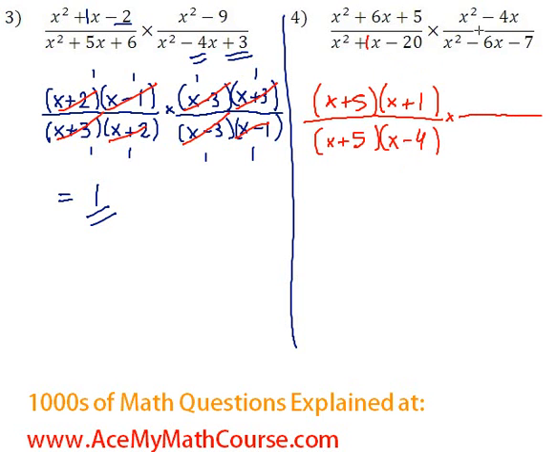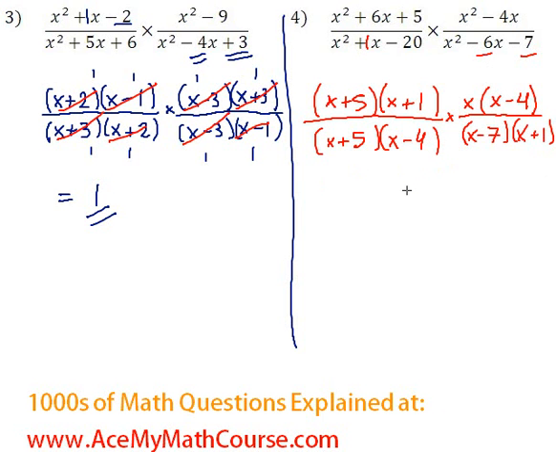times. Now the numerator here, x squared minus 4x, I can factor out an x. x squared divided by x is just x. Negative 4x divided by x, negative 4. Down at the bottom here, we have x squared minus 6x minus 7. We're looking for two numbers that multiply to negative 7, add up to negative 6: negative 7 plus 1.